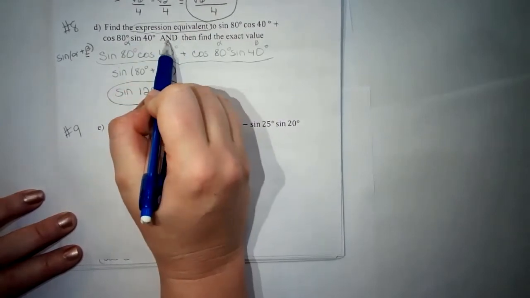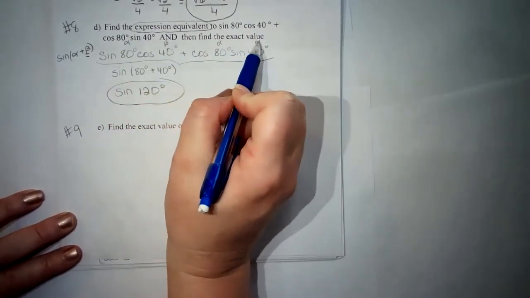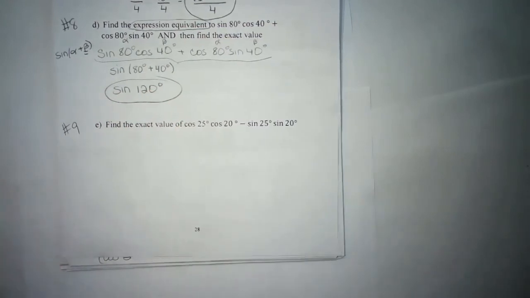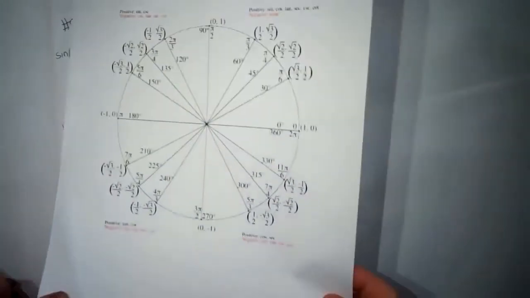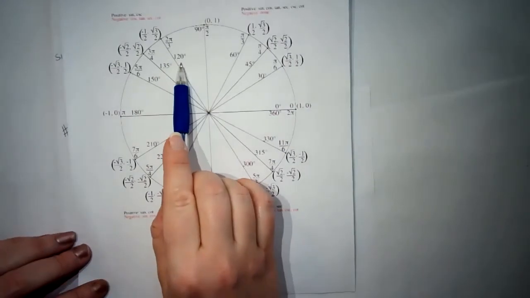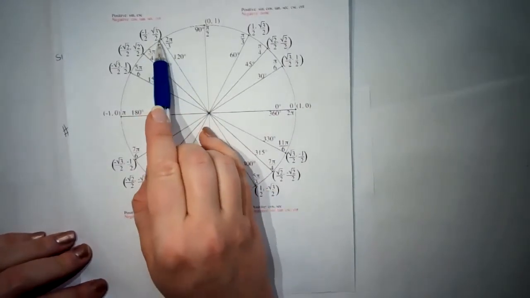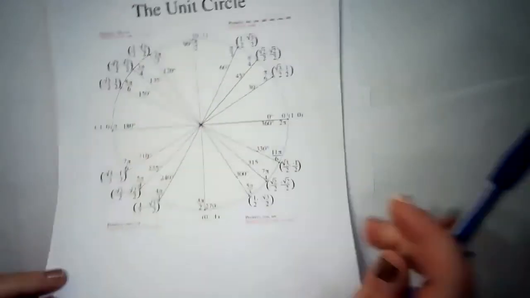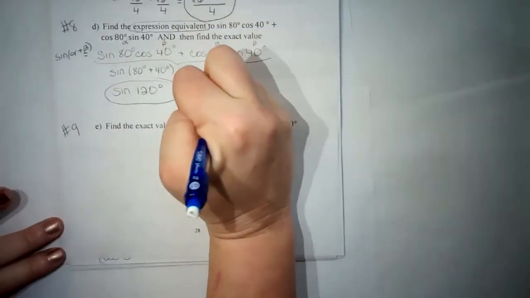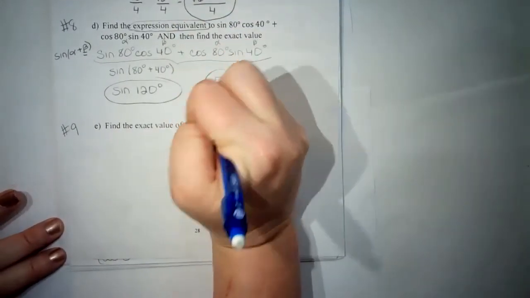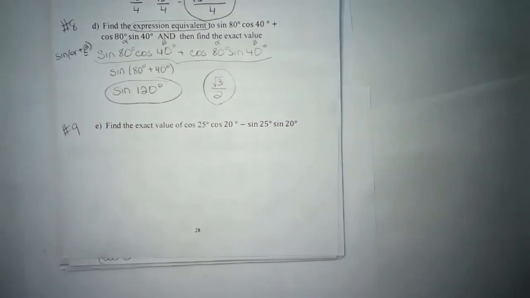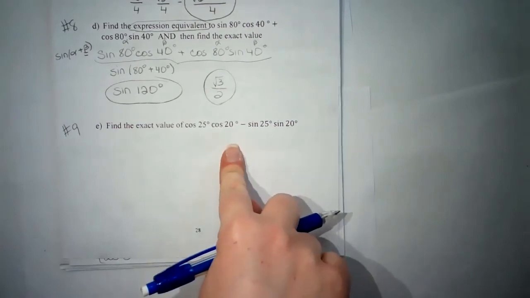Now, they also want us to go on to find the exact value. That means we're going to go to our unit circle and find the sine of 120. Here's 120. Our sine is root of 3 over 2. There we go. We did it. We just went the other way. Easy enough? Okay, let's see if we can pick out which of the 4 this guy is.